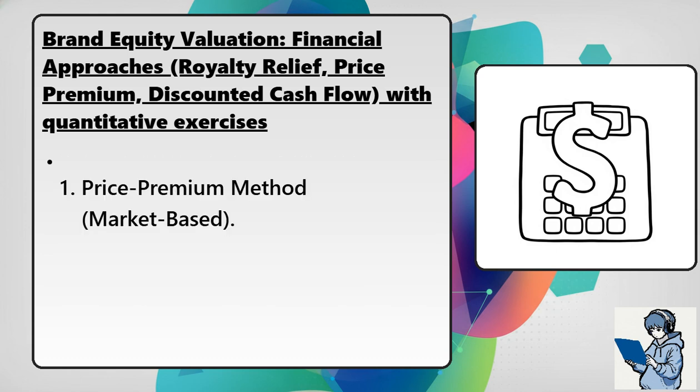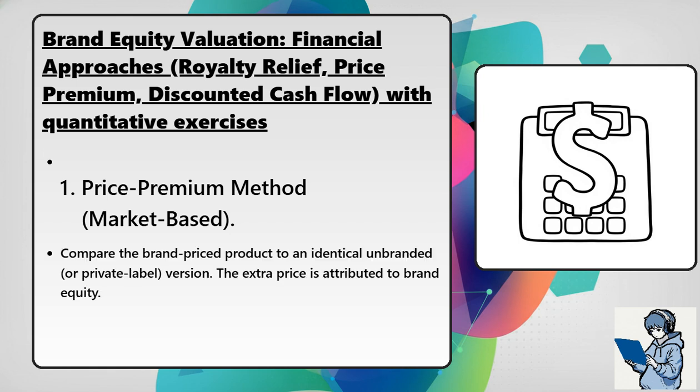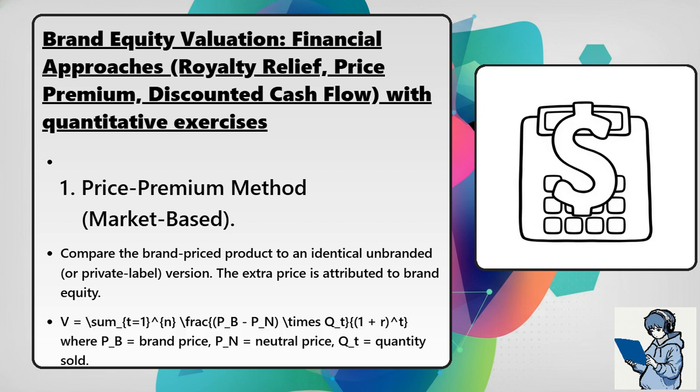2. Price premium method, market-based. Compare the brand-priced product to an identical unbranded or private label version. The extra price is attributed to brand equity. V equals the sum from t equals 1 to N of (P_B minus P_N) times Q_t divided by (1 plus r) raised to the t power, where P_B is brand price, P_N is neutral price, and Q_t is quantity sold.